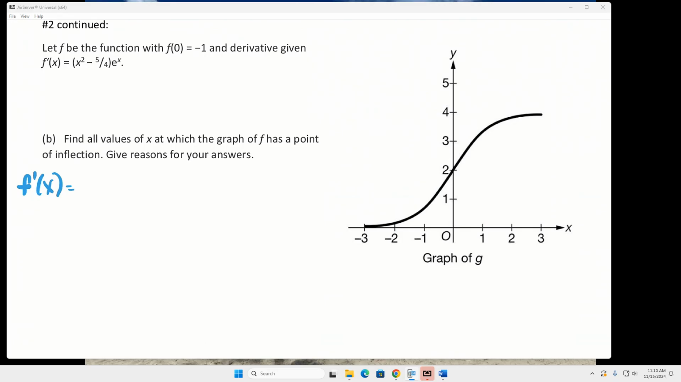All right, now this one, it feels like it might be difficult, but one of the things we're finding the derivative of is e to the x, and that's always just e to the x. So I don't think this is going to be too terrible. So we're going to do the product rule, where we're going to leave x squared minus 5/4 alone, and multiply by the derivative of e to the x, which is just e to the x. And then plus, we're going to leave e to the x alone, and multiply by the derivative of x squared minus 5/4, which is just 2x. Oh, I love when it works out like that.